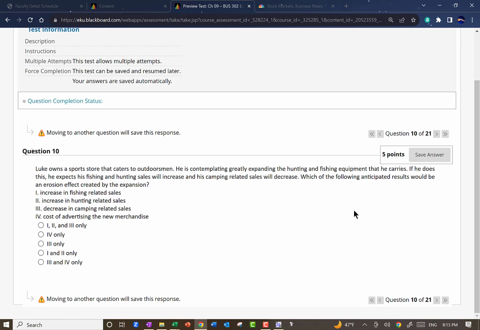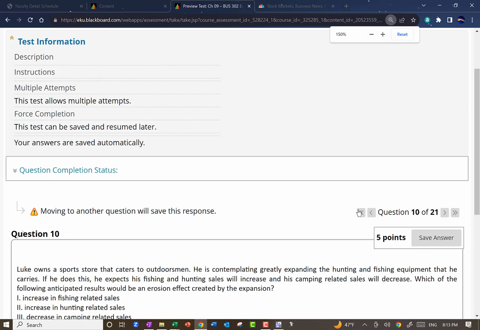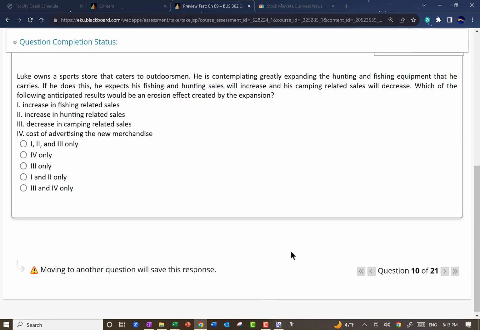Okay, Luke. Lucky Luke. That's also another comic character from my childhood.